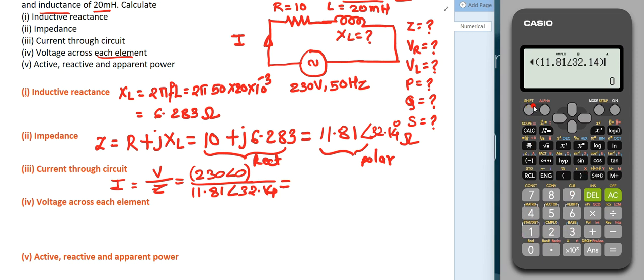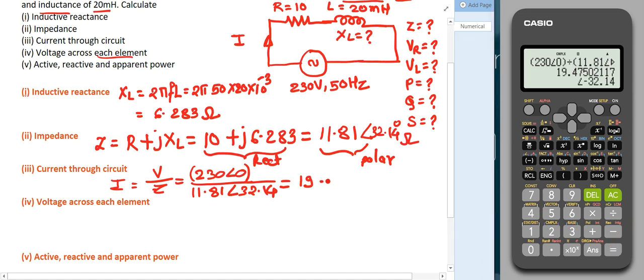Okay, complete this. I want the answer in the polar form. So press shift CMPLX, and again shift complex and R theta. So my current is 19.48 at an angle of minus 32.14 degree. So this much ampere is my current.